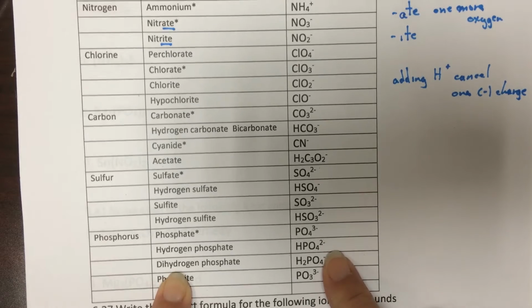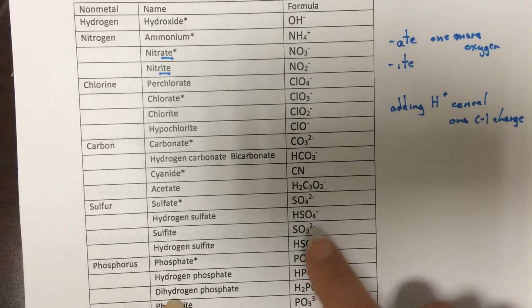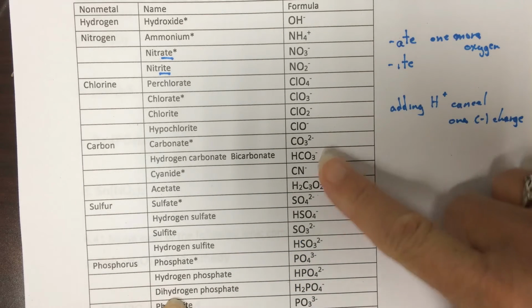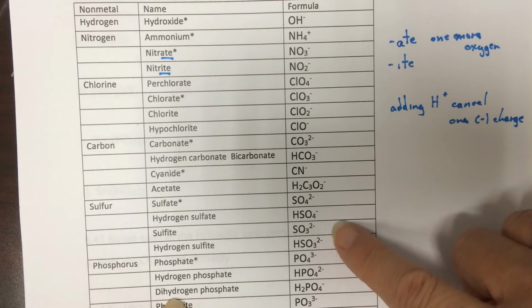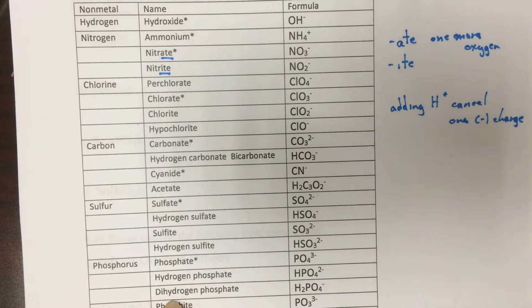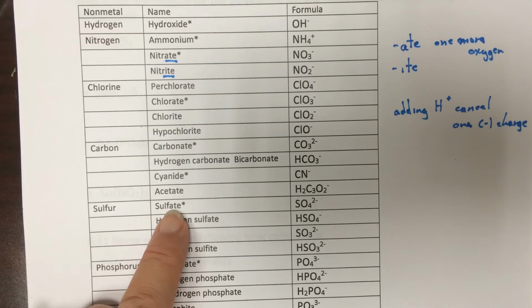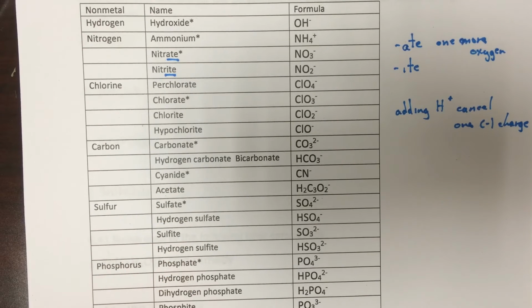And that occurs with the carbonates. Here we go, the hydrogen carbonate. And it also happens with the hydrogen sulfide. The ones you need to memorize first are the ones that are starred. Those are the ones that are more important. So hydroxide and ammonium, the nitrate, chlorate, carbonate, cyanide, sulfate, phosphate. Those are the ones that are used most frequently.